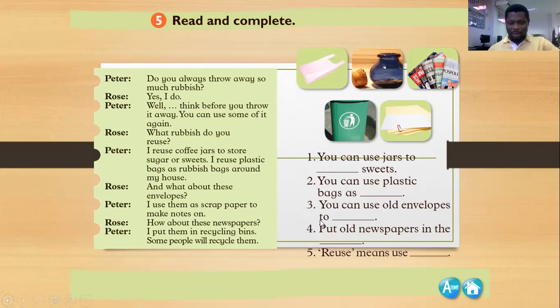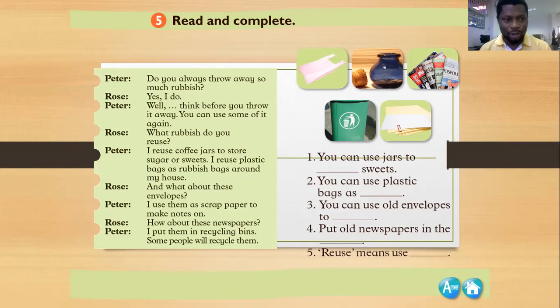All right. And number 4 says, put old newspaper in there. Recycle bins. Put old newspaper in recycle bins. Number 5, reuse means use again. Reuse means to use again. All right. So that is it for that exercise.